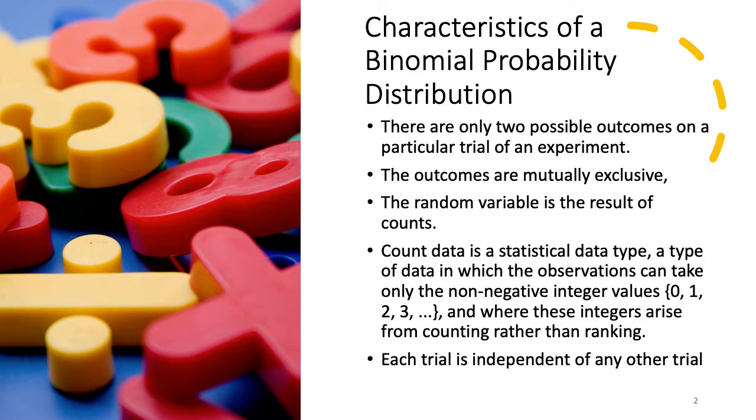In a binomial distribution, there are only two possible outcomes on a particular trial of an experiment. The two possible outcomes are success or failure of the experiment. The outcomes are mutually exclusive, and the random variable is a result of counts. So either you have 0 successes, 1 success, 2 successes, 3 successes, etc. Each trial is going to be independent of any other trial. One other key characteristic of the binomial is that it will have an upper limit of the number of possible trials in every single experiment.